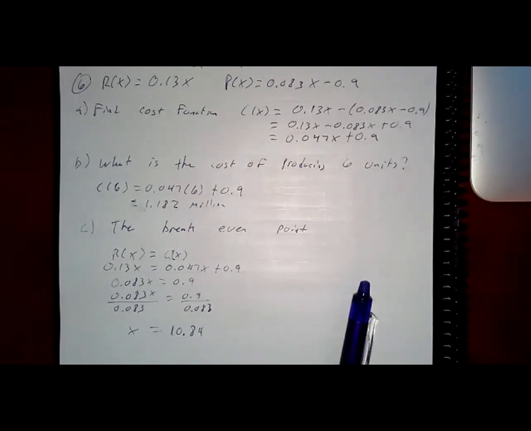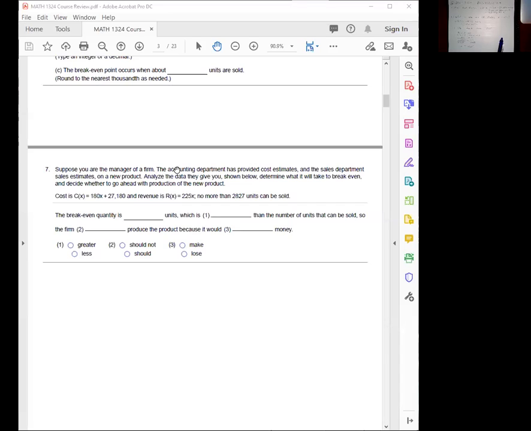All right, so number 7. Remember to switch back this time. Suppose you're a manager of a firm. The accounting department has provided cost estimates, and the sales department has sales estimates. Blah blah blah. Determine what it will take to break even. Here's the cost. Here's the revenue. So just set them equal to each other, and we'll know the break-even quantity.